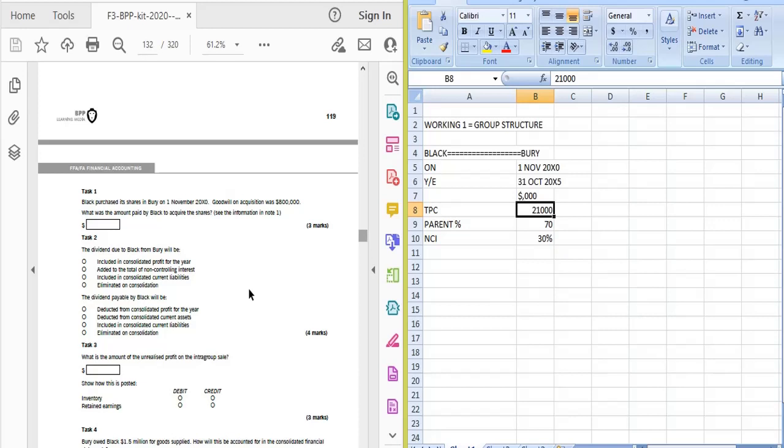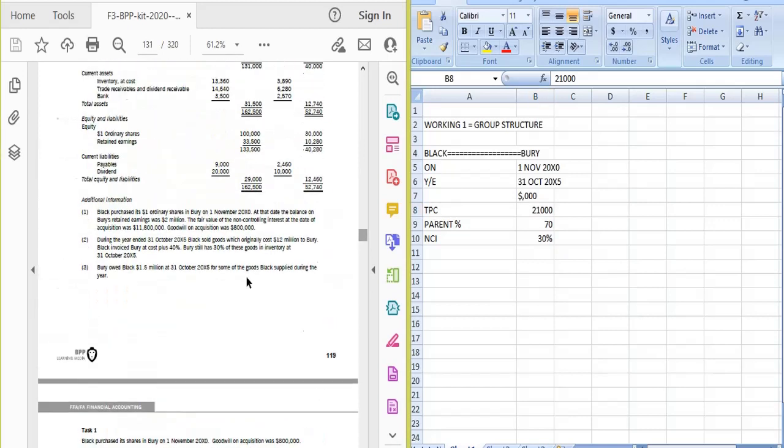Task 3: what is the amount of unrealized profit on the intra-group sales? In the second point of the additional information, it says Black sold goods to the subsidiary, Bury. It means Black is selling goods to the subsidiary. We will calculate the PUP and deduct it from working 5 when we calculate group retained earnings. If the subsidiary is selling to the parent, in that case we will deduct it from working 2.